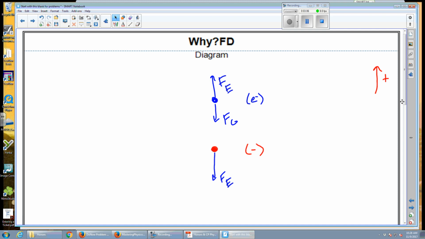Unless it was a task that said draw all the force pairs, then I would. But really, I don't even have to have that other electrostatic force on the red charge, because I'm only interested in the electron. But I figured I'd add it in there to reinforce that force pair thing.